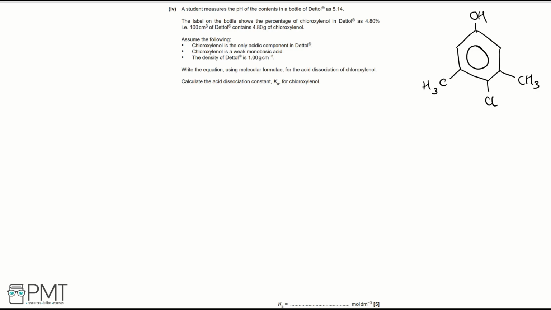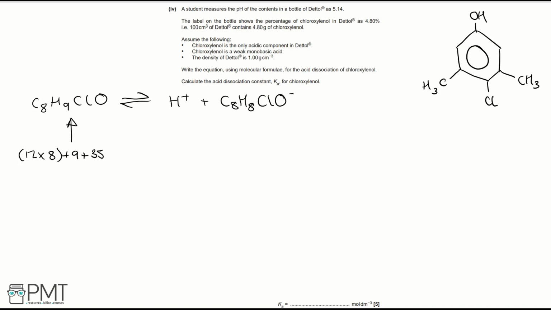Firstly, we need to write a dissociation equation. So we're going to have our chloroxylenol, which is C8H9ClO, and that's going to dissociate to produce H plus and C8H8ClO minus. So this is the equation we're going to base our acid dissociation on. Next, we need to work out the RFM, or the relative formula mass, of our chloroxylenol. So that would be 12 times 8 plus 9 plus 35.5 plus 16, and that equals 156.5 grams per mole.